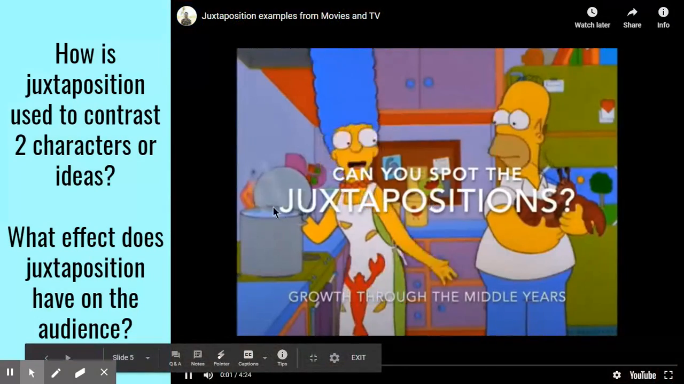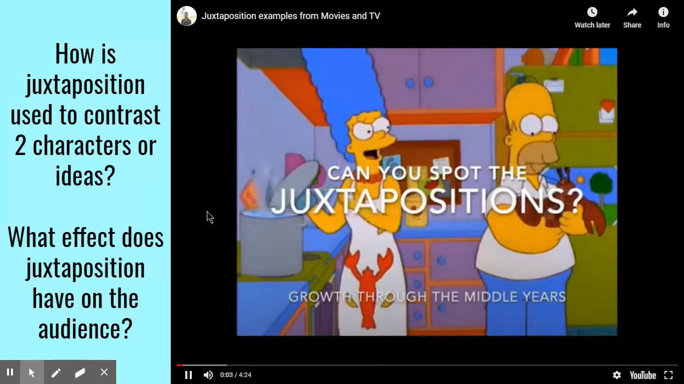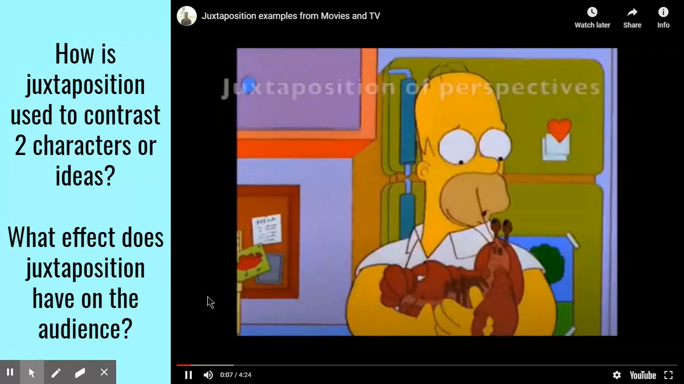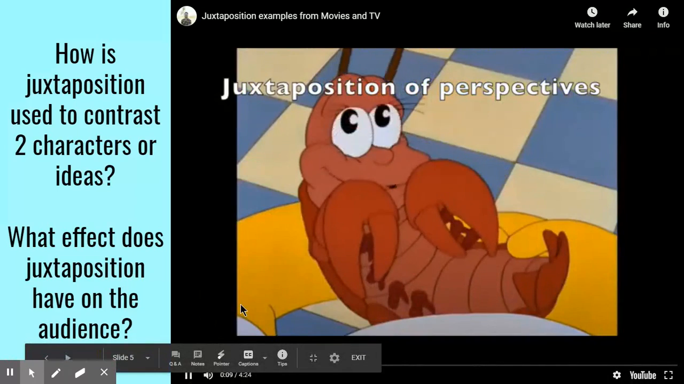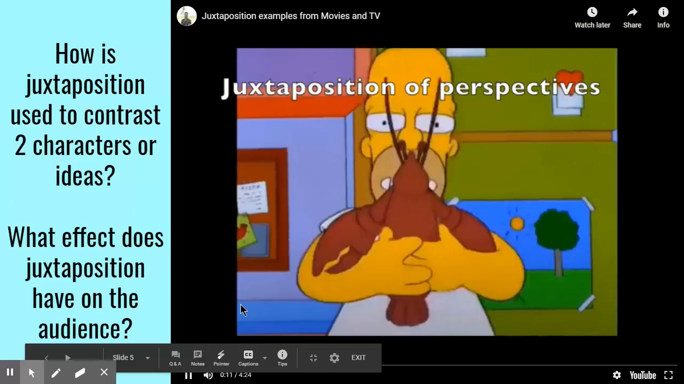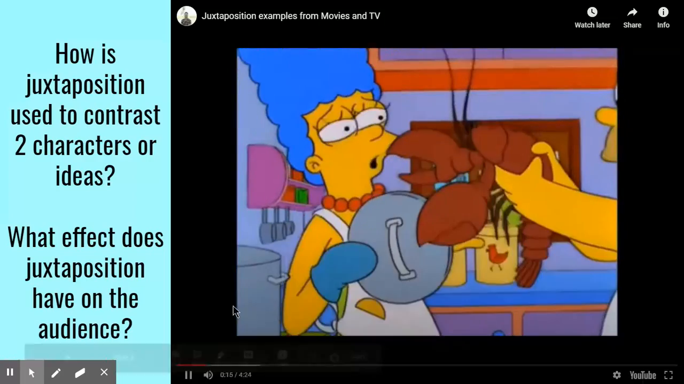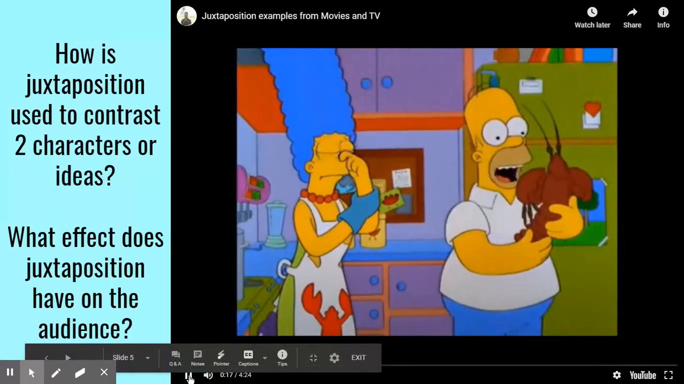Water's boiling. Quick, chuck them in. Come on, chuck them in. Okay. Let's go. In the pot, in the pot. But Marge, look at the little guy. It was like an ordinary cow. Son of a... Feel that, Marge?